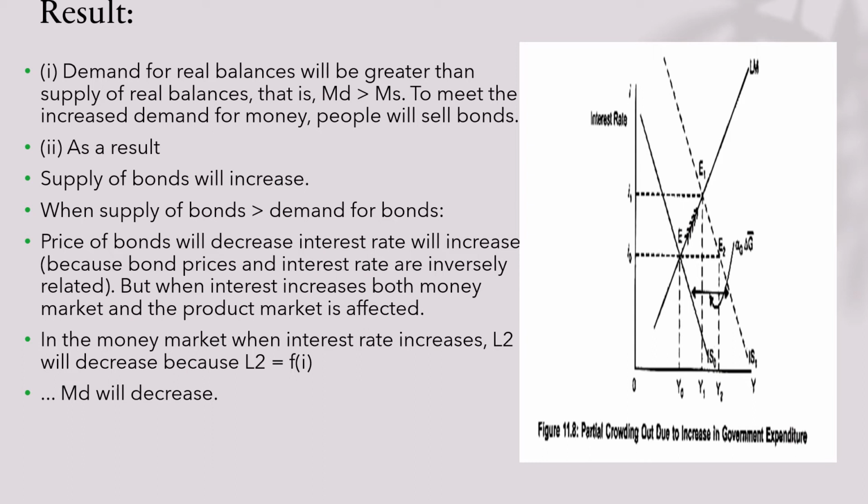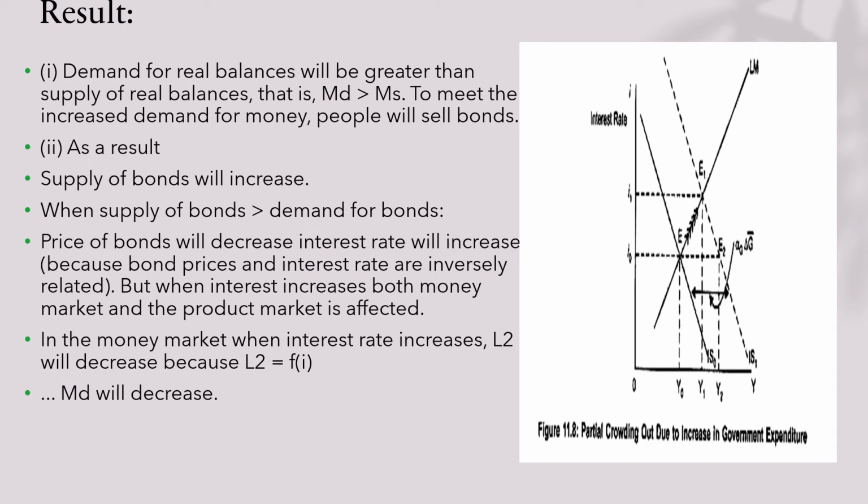As a result, the price of the bond would decrease because supply is more than demand. The price of the bonds would decrease, and the interest rate will increase, because we have to understand that the bond price and interest rate are inversely related. As a result, when the interest rate increases, both the money market and product market are affected. You have to be sure about this. Not only the money market is affected, but also the product market is affected.